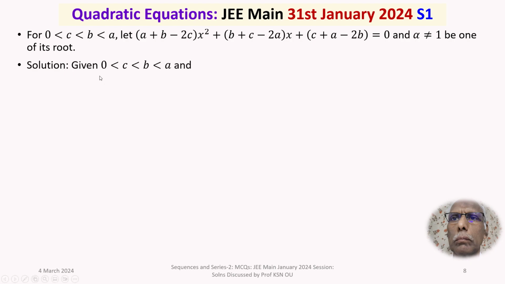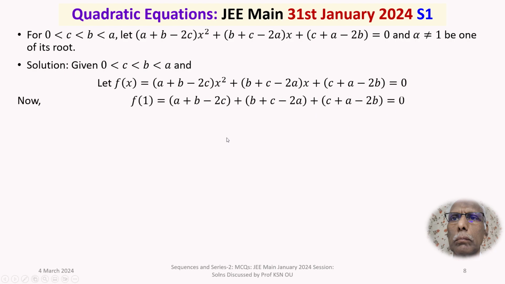Given 0 less than C less than B less than A. This is important because when you want to talk about the sign, some of the factors are positive. This information is to be used. Let f(x) be this quadratic equation. If you substitute x equal to 1, you get A plus B minus 2C plus B plus C minus 2A plus C plus A minus 2B. All the terms cancel and it is 0. So 1 is a root of this quadratic equation.